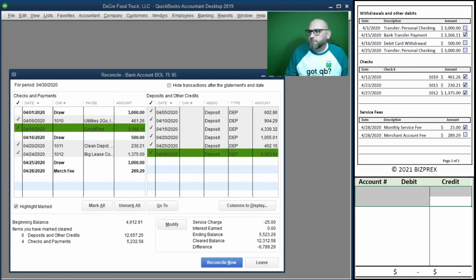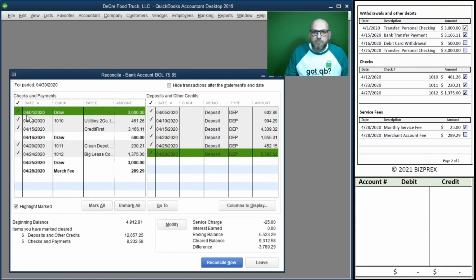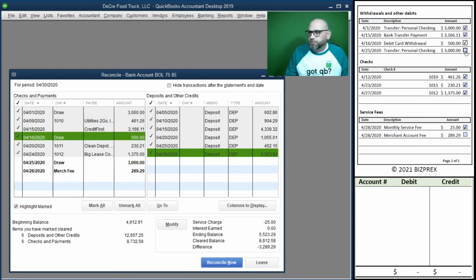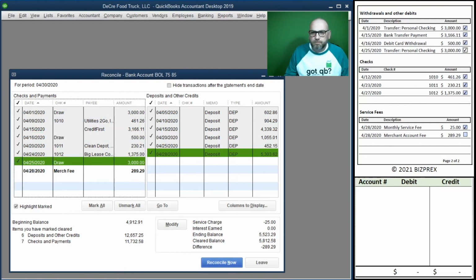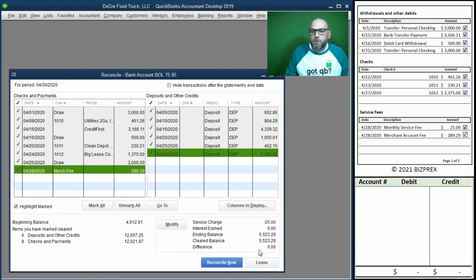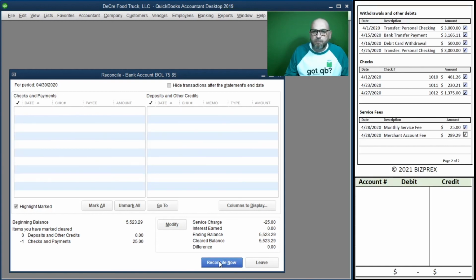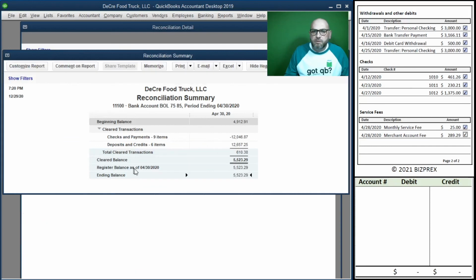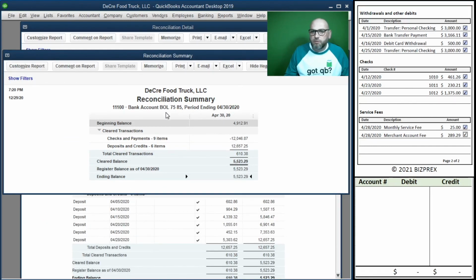So here we are. Let's go ahead and attempt to complete our reconciliation process. And hope that we'll get to 0. And we are at 0. So we have successfully completed our reconciliation. We're going to click Reconcile now. Let's display the reports. Okay, so we have our reconciliation report.